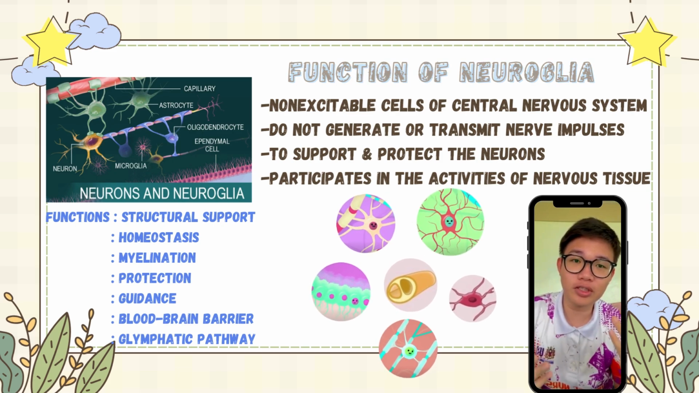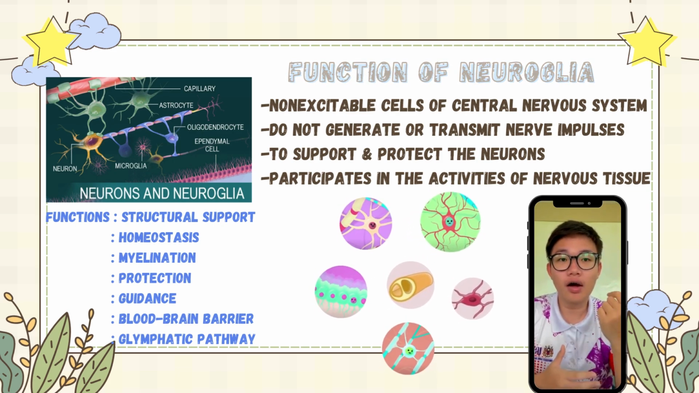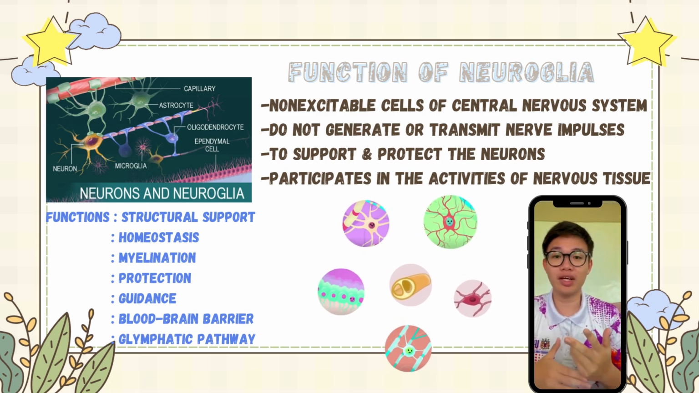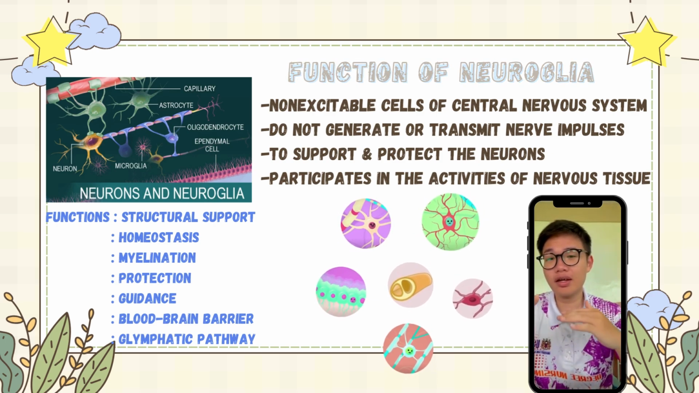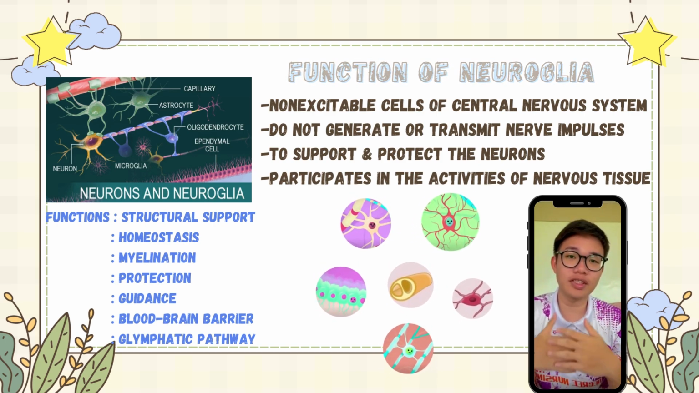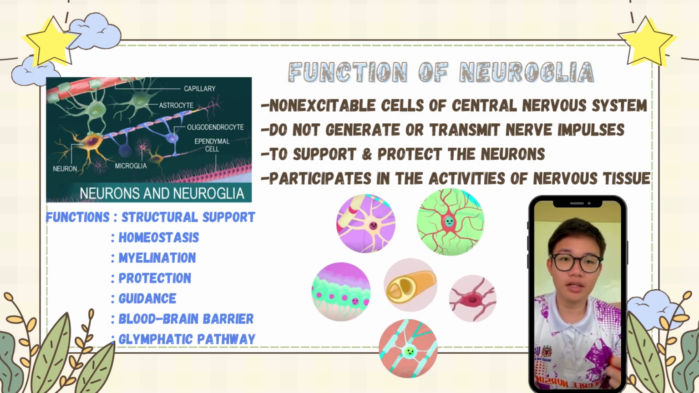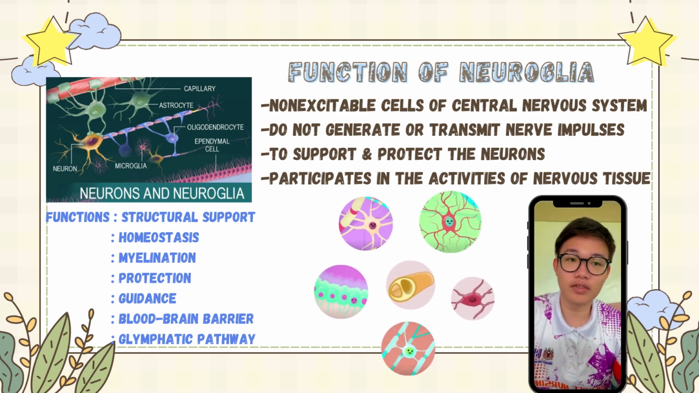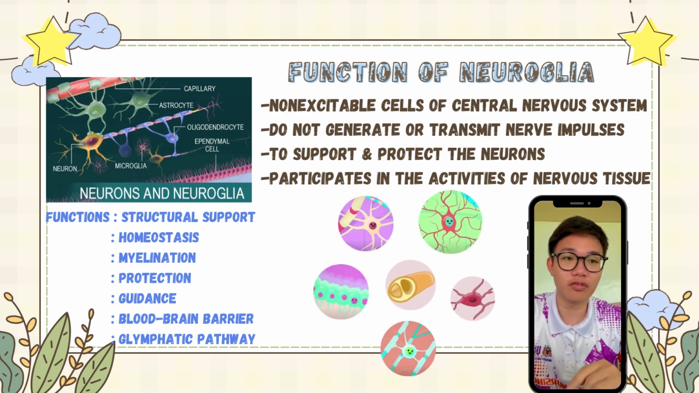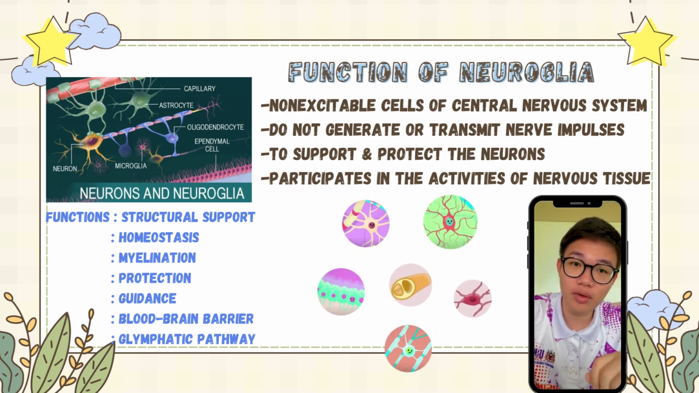Neurons basically function to receive signals, integrate signals, and communicate the signals. Whereas neuroglia, also known as glial cells, function oppositely. They are non-excitable cells of the central nervous system, and they basically do not generate or transmit nerve impulses.